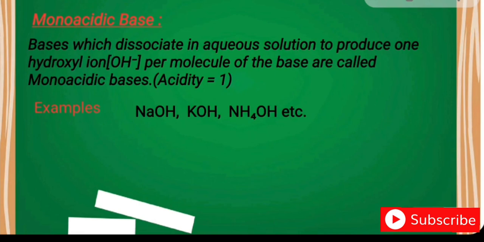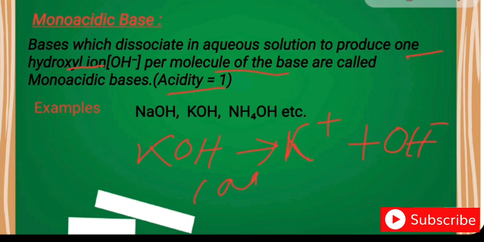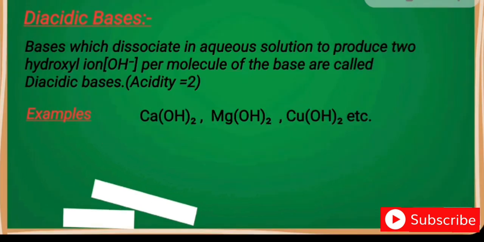One is monoacidic. If the base dissociated in aqueous solution produces 1 hydroxyl ion per molecule of the base, then it is known as monoacidic. If acidity is 1, then it is monoacidic. For example, KOH, potassium hydroxide, dissociates to give potassium ion, K plus, and OH minus in its aqueous solution. Therefore, as only 1 OH minus is produced from 1 molecule of KOH, the acidity is 1.